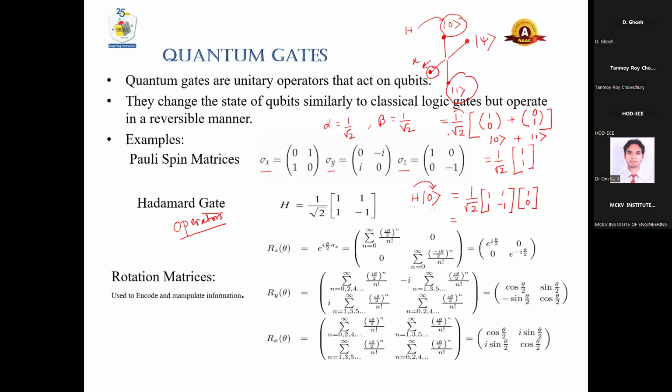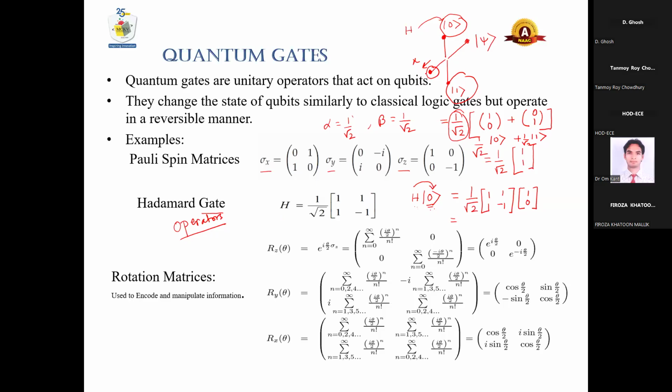So this is 1 over root 2 with ket 0, 1 over root 2 with ket 0, and 1 over root 2 with ket 1. So what is the probability of getting a ket 0? The probability of getting a ket 0 is half, because if you square this off, and the probability of getting a ket 1 is also half. So what is the Hadamard gate doing? Hadamard gate, if it acts on 0, it is producing a superposition of 0 and 1.